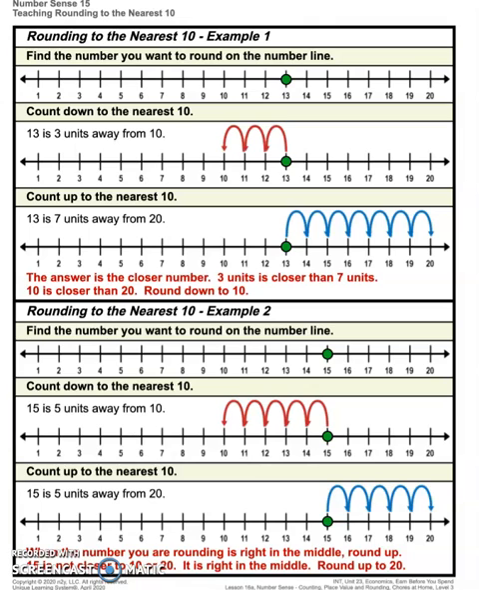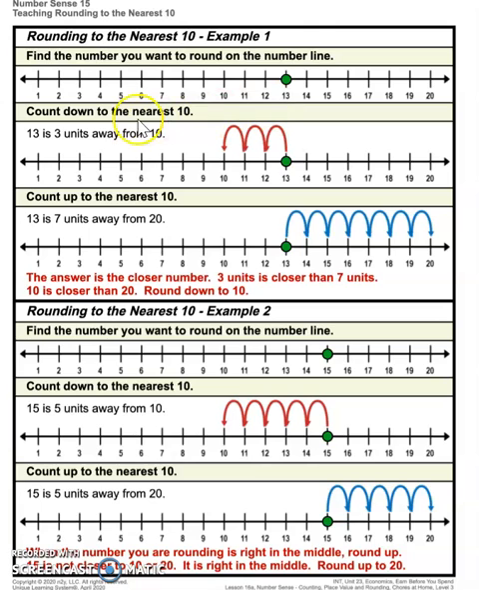So, here's our first example. Rounding to the nearest 10, example 1. The question says, find the number you want to round on the number line. So we are going to try to round the number 13 to the nearest 10. Do you remember how to do it?